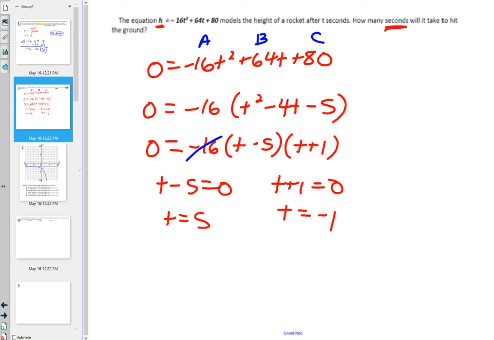I have not made any mistakes. These are both solutions, but the thing is they're not both valid. Because there's a context here, because these numbers mean something, one of these solutions ends up being extraneous because we're looking for a time. And is it possible to have negative time?